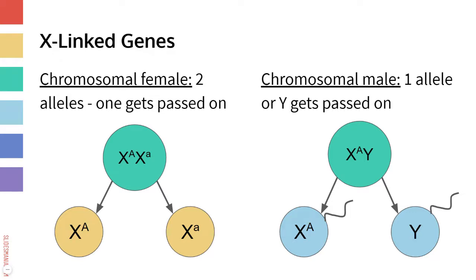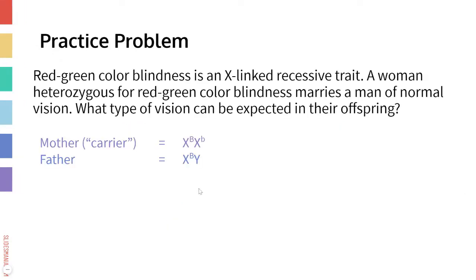So let's look at an example problem and see how this will all work in practice. So this problem is about red green color blindness, and it says it's an X-linked recessive trait. So this is going to be a trait that's found on the X chromosome, and it works in the recessive inheritance pattern, just like what we learned about earlier with complete dominance and complete recessiveness. So it says a woman is heterozygous for red green color blindness, and she marries a man of normal vision. What type of vision can be expected in their offspring?